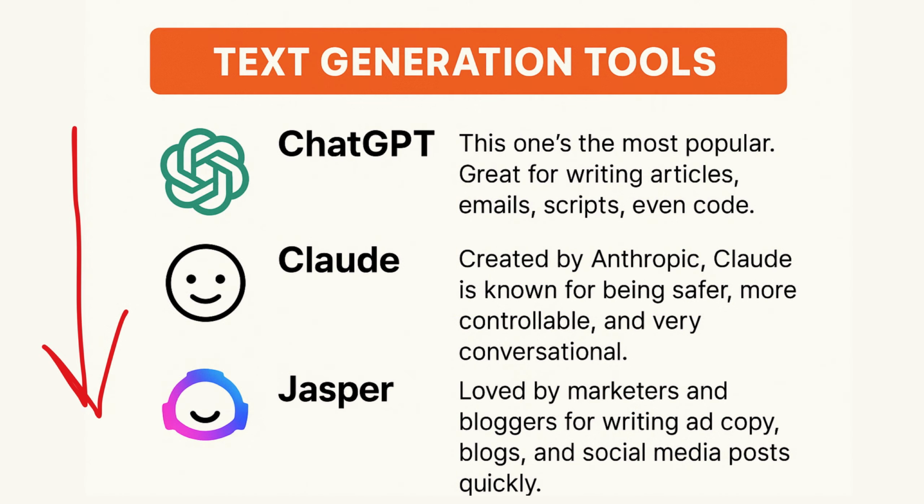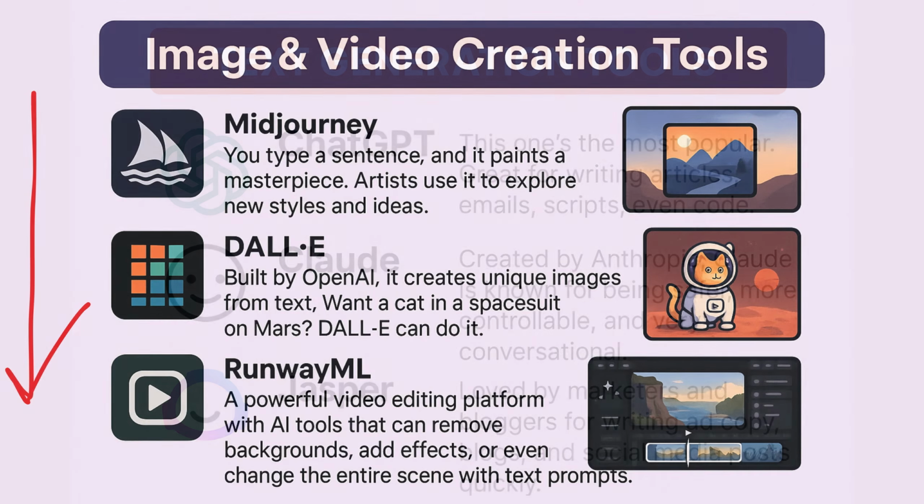The text generation tools like ChatGPT, this one's the most popular. Great for writing articles, emails, scripts, even code. Claude, created by Anthropic, Claude is known for being safer, more controllable, and very conversational. Jasper, loved by marketers and bloggers for writing ad copy, blogs, and social media posts quickly. Whether you're writing a story, summarizing a report, or brainstorming ideas, these tools are your AI co-writers.